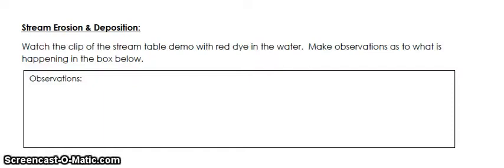Today our lesson is on stream erosion and deposition. We're first going to watch a short video showing you a stream table demo where you will see water with red dye flowing down a make-believe stream.